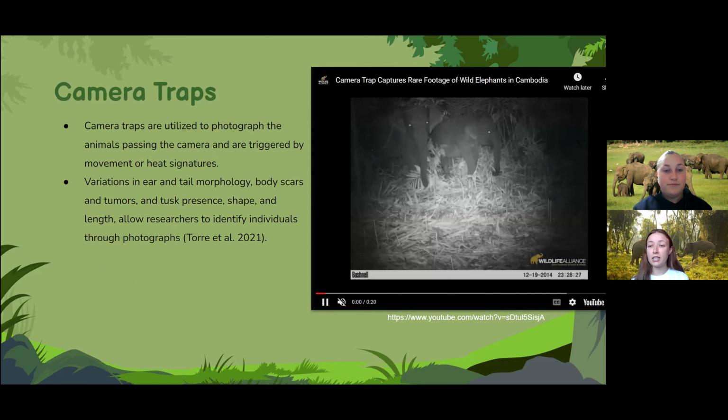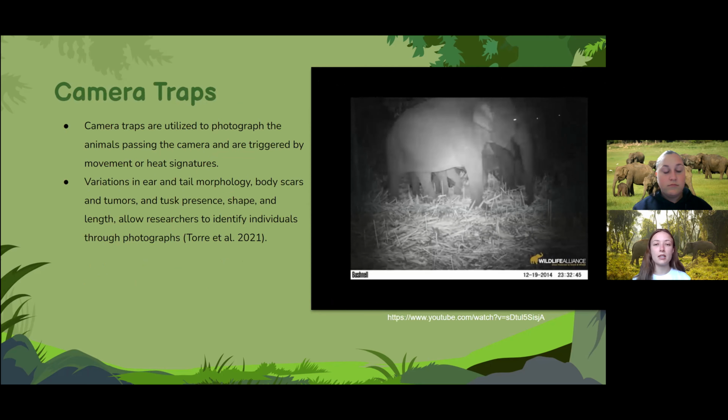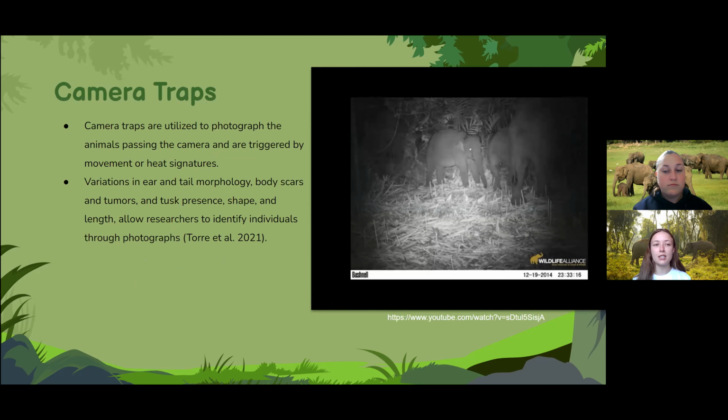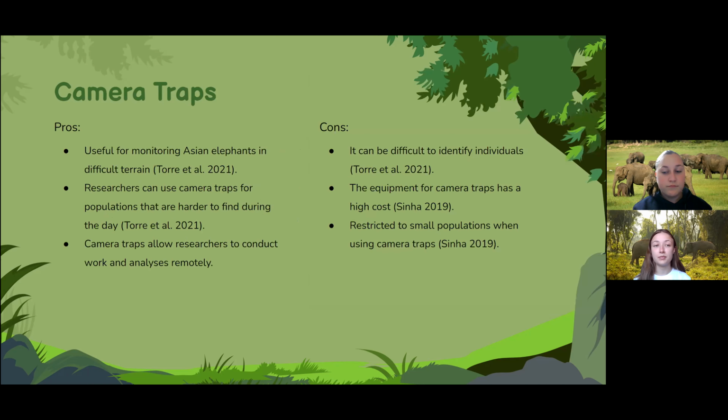Camera traps are another technique commonly utilized. They photograph an animal as it passes by, either through a movement sensor or a heat trigger, and analysts are able to determine individuals based on variations in tail and ear morphology, scars, tumors, the tusk presence, and shapes, to identify individuals.